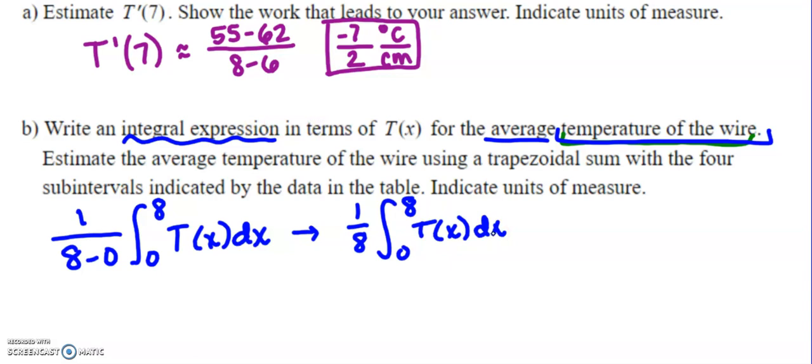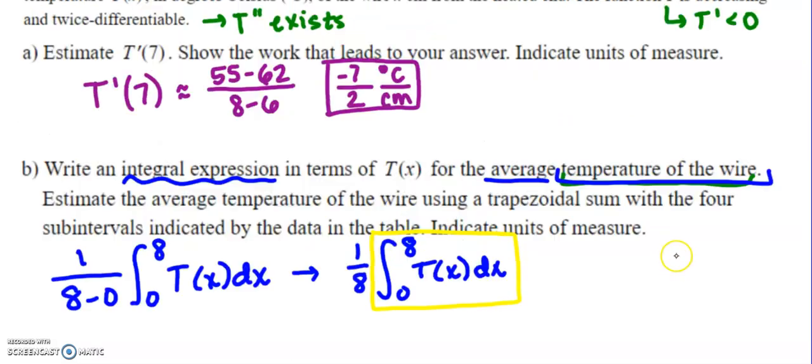Okay, so we fit the first criteria. We wrote the integral expression. Then it says we're supposed to estimate the average temperature using a trapezoidal sum. So what we're going to do is figure out an approximation for this integral using the trapezoidal sum. Well, we're used to doing left-hand rule plus right-hand rule divided by 2. And that's going to be the same thing that we do here.